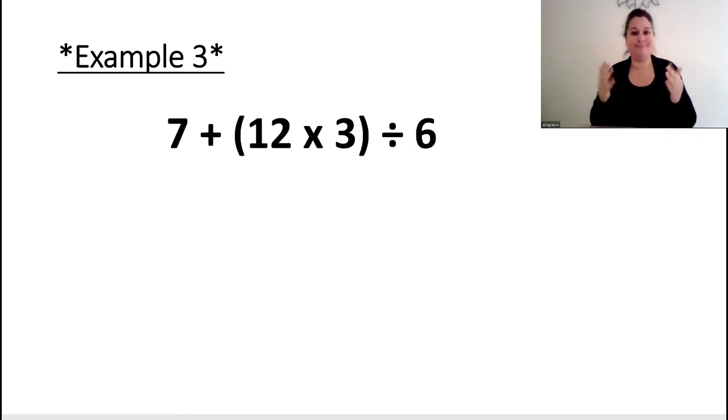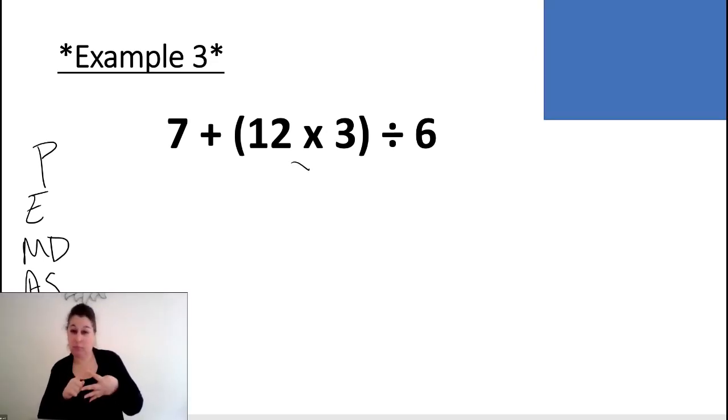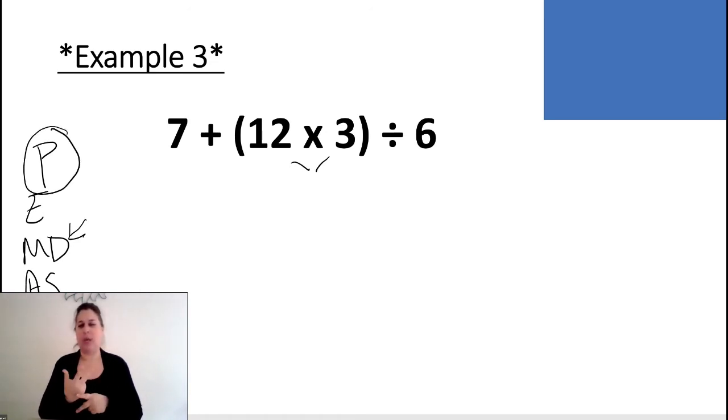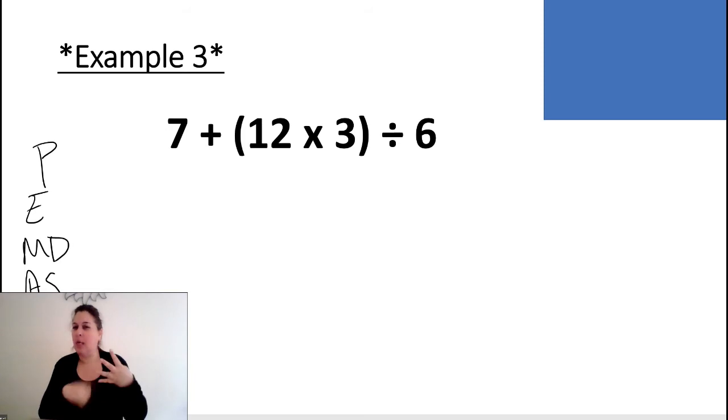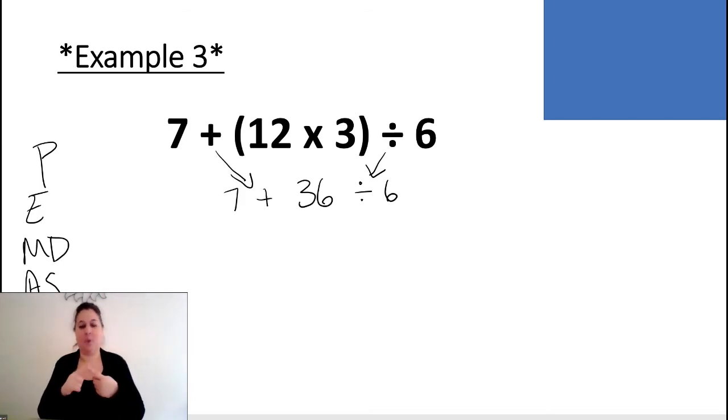All right, let's look at this example. So let's write down PEMDAS. So I'm going to ask myself, do I see any parentheses? Yes. So do what's inside the parentheses first. It says 12 times 3. What, multiplication's way down here? How come I'm doing multiplication? Because you have to do what's inside the parentheses first. That's what's first. So 12 times 3 is 36. Now I'm going to bring down everything else. I don't have those parentheses anymore because I just did what's inside of them. So now we have 7 plus 36 divided by 6.